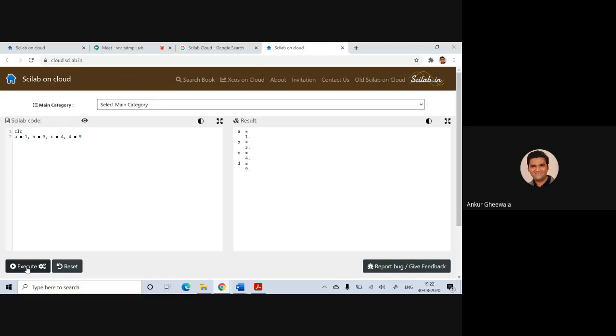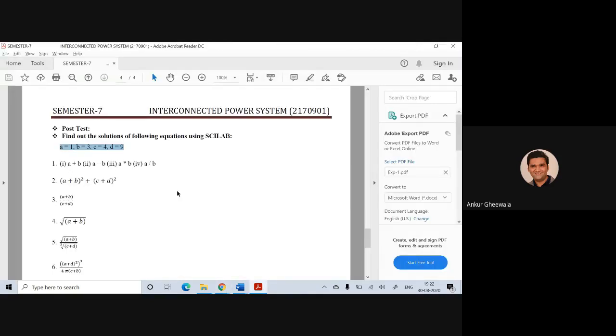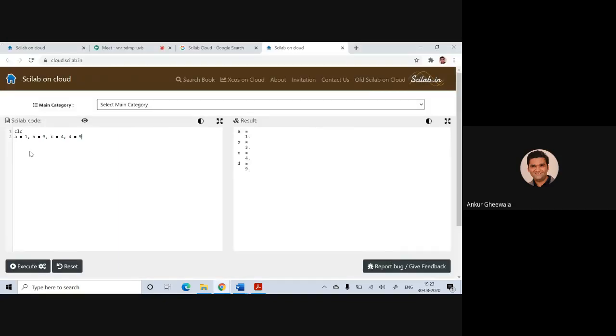So Scilab has accepted the different variables. A is equal to 1, B is equal to 3, C is equal to 4, and D is equal to 9. Now I will execute the first one, A plus B. Now if I want to find this 4, I will also write it down here. First is A plus B.